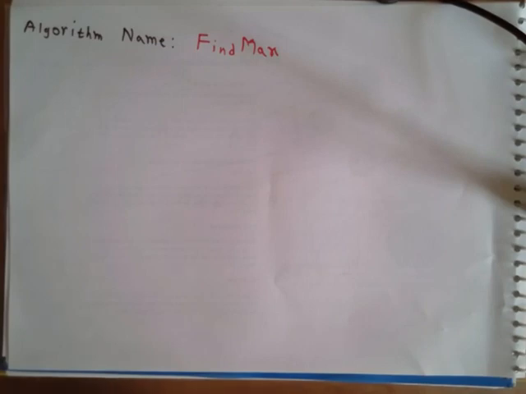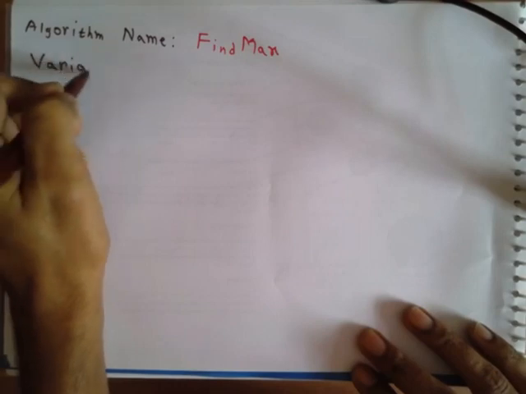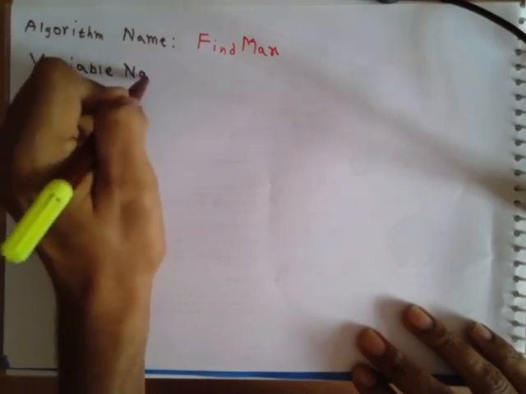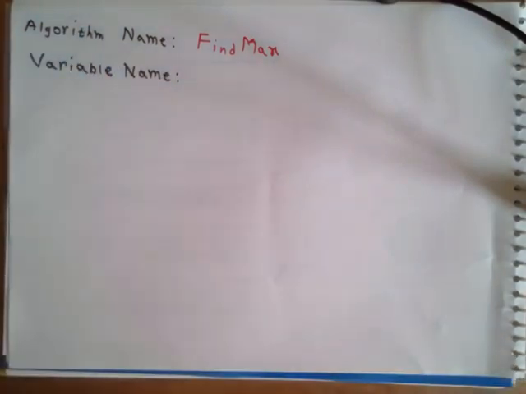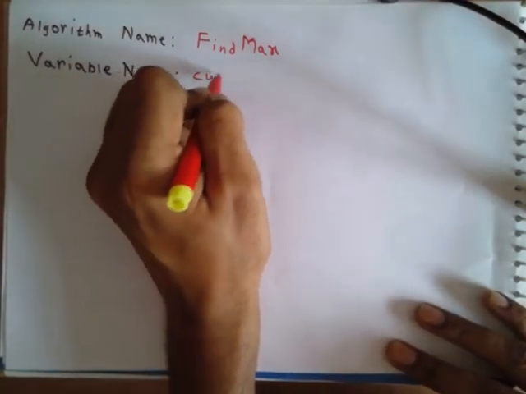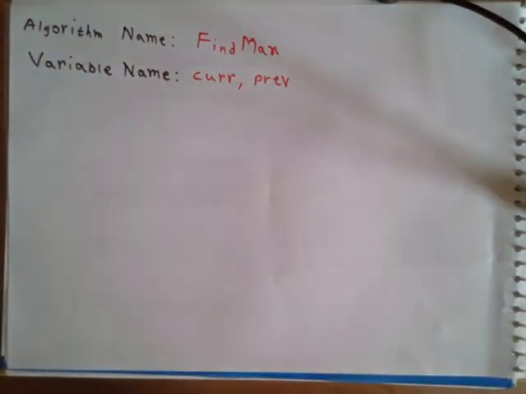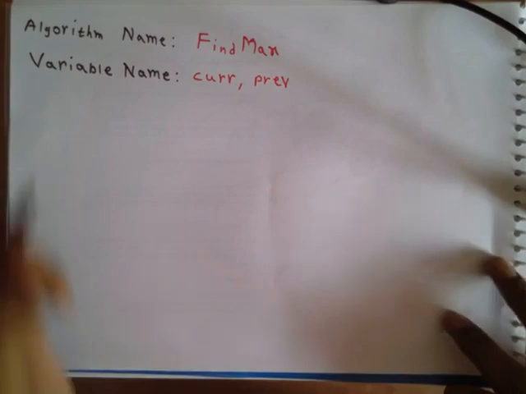Once we have that, our algorithm needs to have certain inputs and variables. To represent a variable name, I'm going to use small case letters. So I can have variables with names, say, current, previous, and so on. These are my variable names, and sometimes I might have to group the variables together. So I might have to create an array or something else.